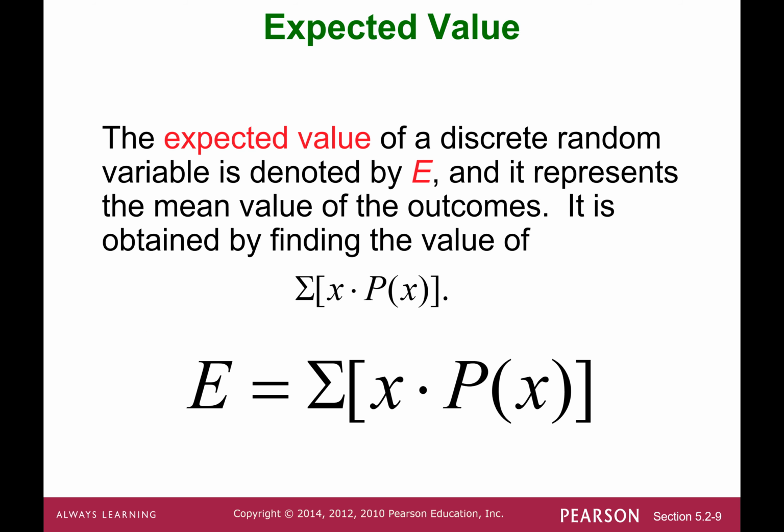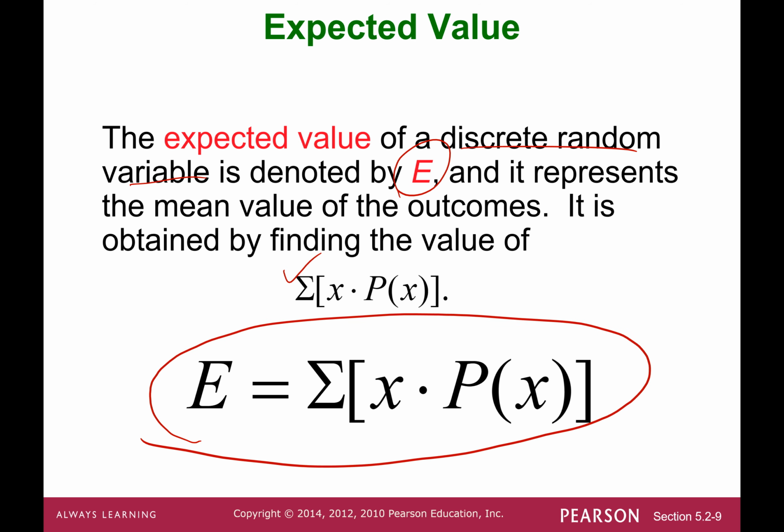Now let's take a look at the expected value. The expected value of a discrete random variable is denoted by E. It represents the mean value of the outcomes. So it's obtained by summing up x times p of x. So the expected value equals the summation of x times p of x.